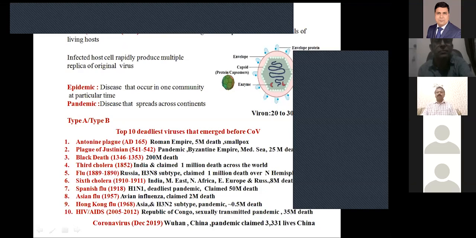This is what we know: when multiple replicas of the original virus are produced, ultimately the rate of infection is going to rise, and that ultimately imposes negative effect on the human health.